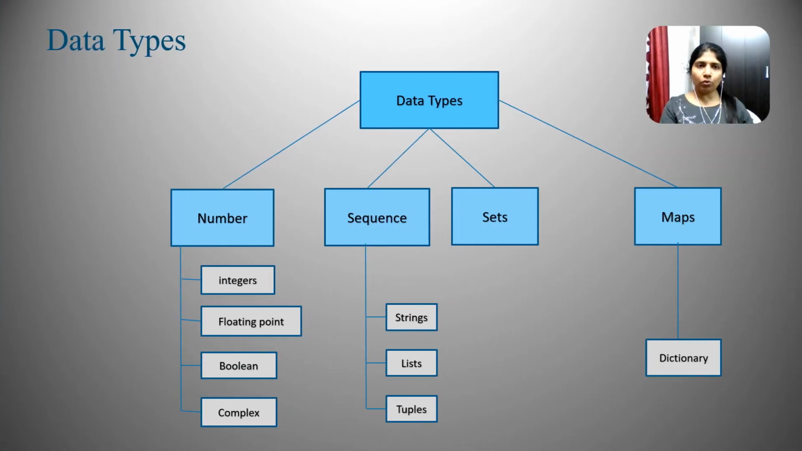Now let us see what data types are permitted in Python. The data types available in Python are divided into four categories: number, sequence, sets, and maps. Under the number category, there are integer data type, floating point data type, Boolean data type, and complex data type. Under the sequence category, there are strings, list, and tuples. Under the map category, there is dictionary.